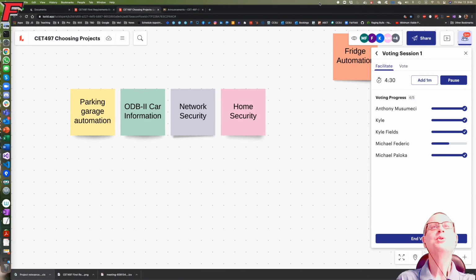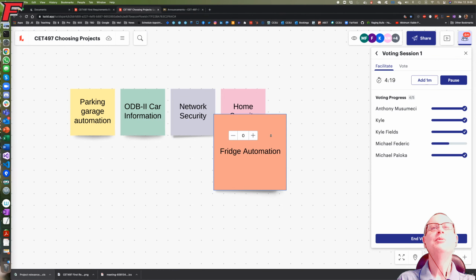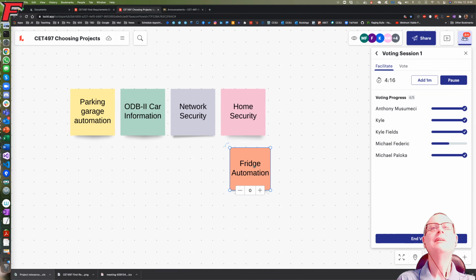Okay, so we got, don't take the fridge automation away. Oops, don't make it so big. Let me just move. Oops, it's not moving. Let's move it. There we go. I'll put it back in line-ish. There we go.